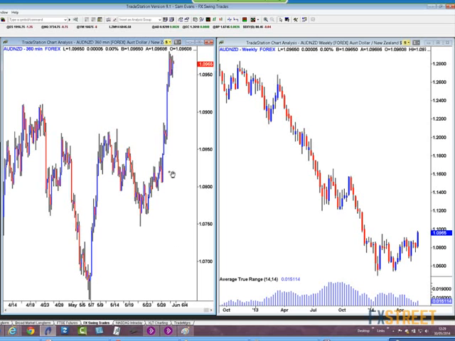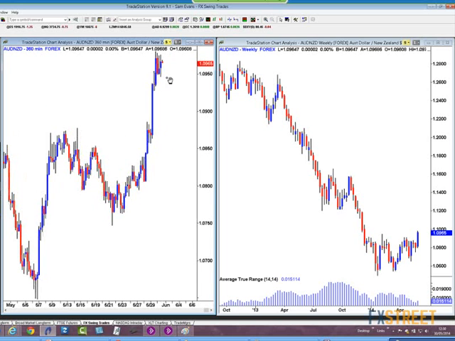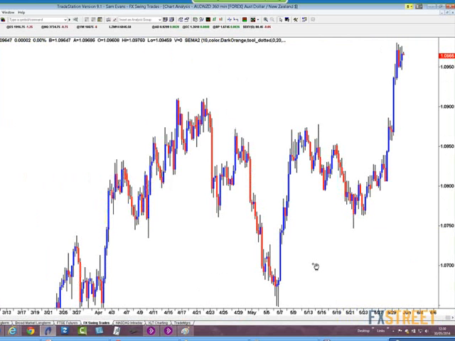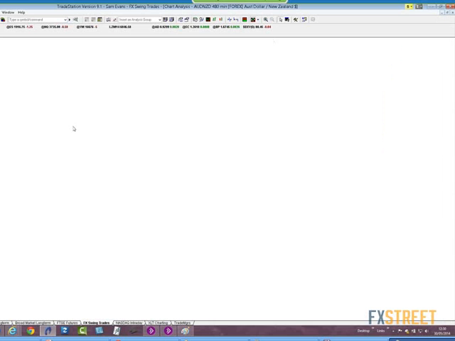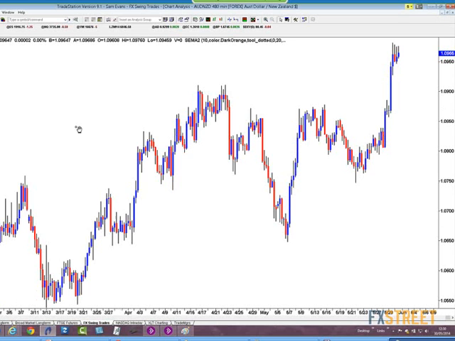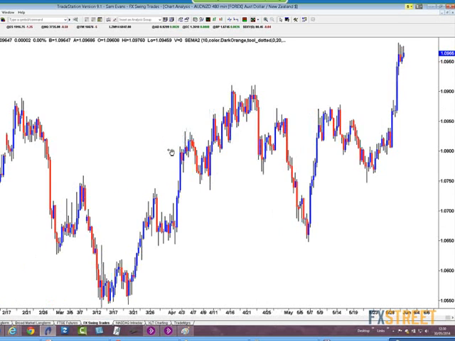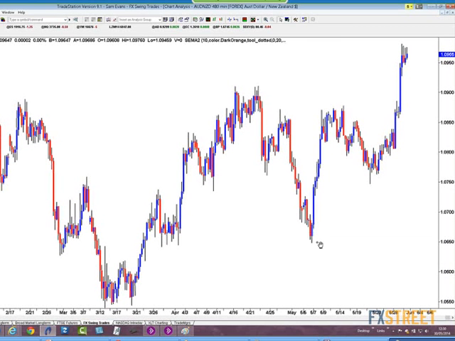So for example, this is a trade I'm in at the moment, on the Aussie New Zealand. Let me show you it. So down at this point here was the first entry.